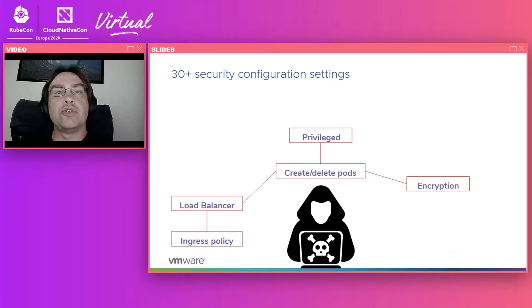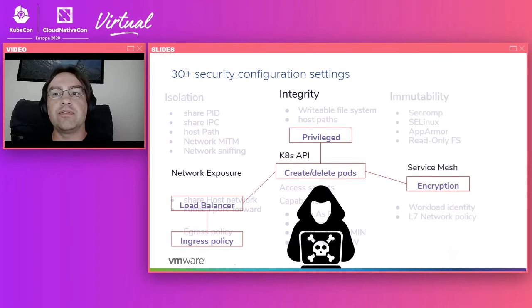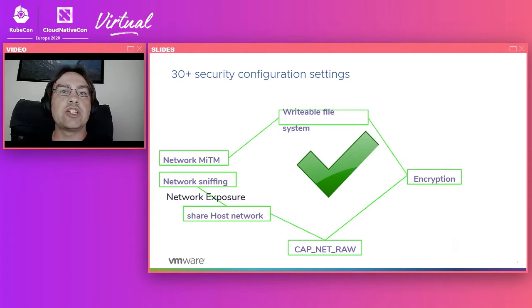So the question is, how do you know which combination of settings is more or less secure? How do you know that this set of settings enabled together for the same workload, for example, is actually worse than the other set of settings where maybe some of the attributes of the workload, like network sniffing ability, shared host network, might be remediated or mitigated by the fact that you have encryption coming from your service mesh.